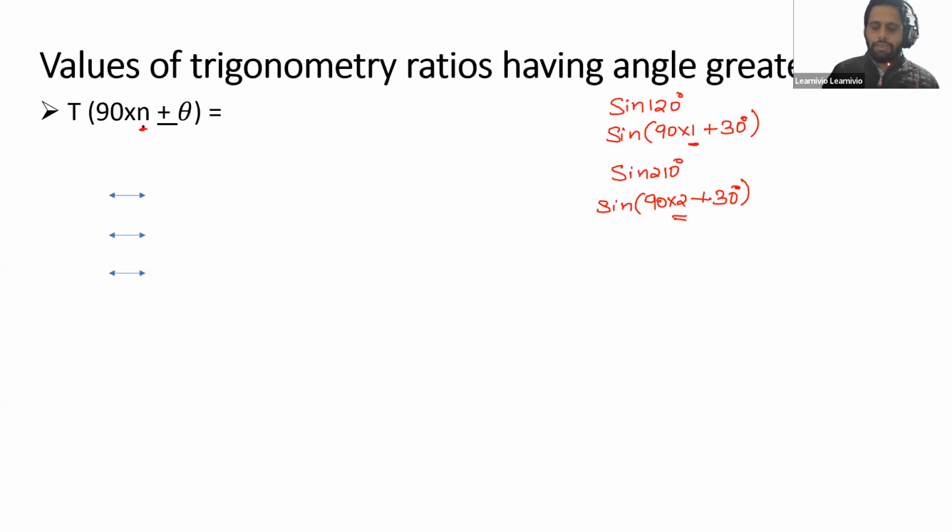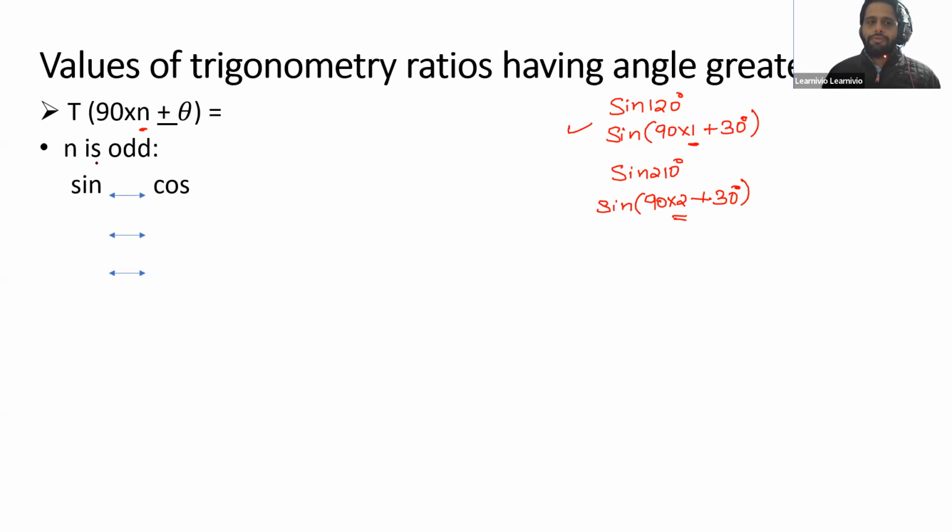So depending on n, for example, if n is odd, then sine will change into cos and cos will change into sine. Is this clear? So what is our first step? First of all, we need to convert the question into this form, 90 into n plus or minus theta. These are very simple questions, not tough. These are very simple and interesting questions. So first of all, we will write this in the form of 90 into n plus or minus theta.